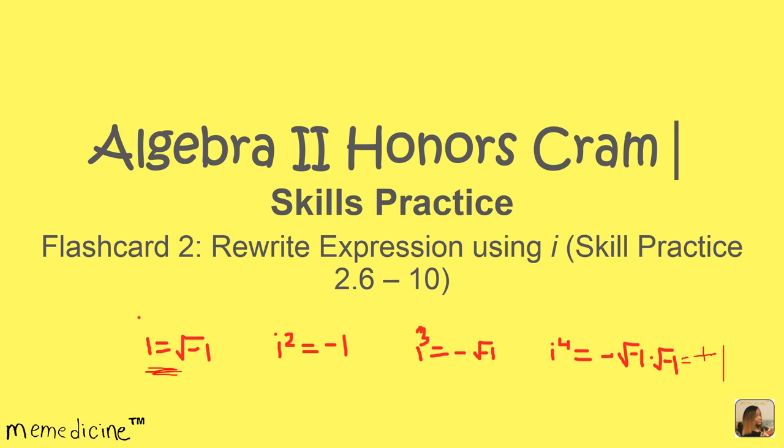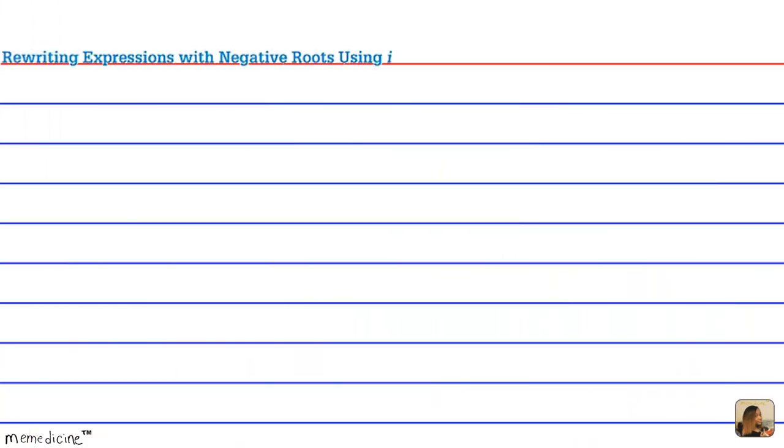And so i to the fifth would repeat the cycle, and i to the fifth would take on the same value of i. What we're doing today, again, is writing expressions with negative roots using i. So this is our expression that we have to rewrite. Okay, we have to reinterpret this in terms of i.